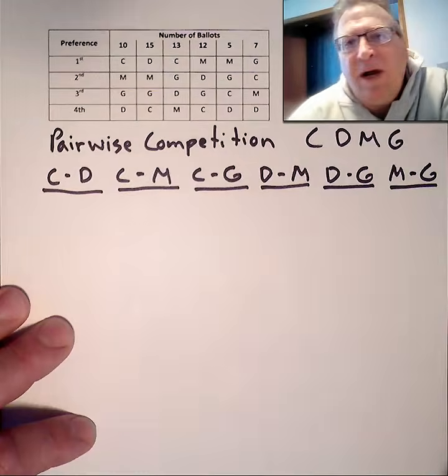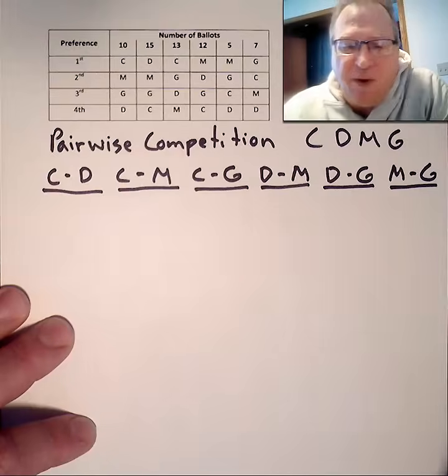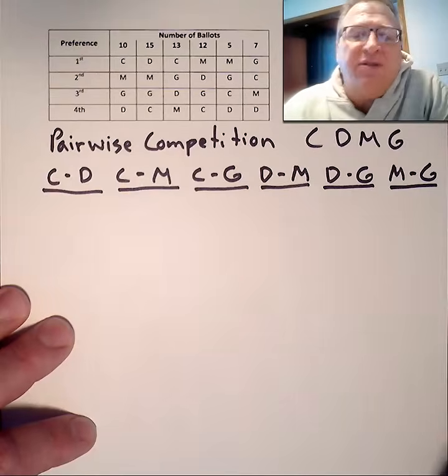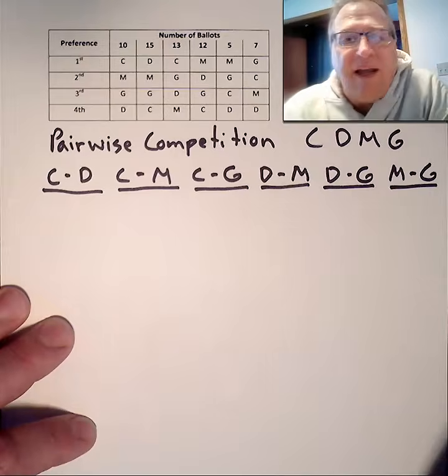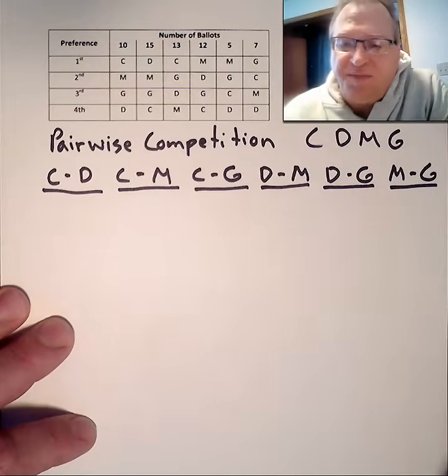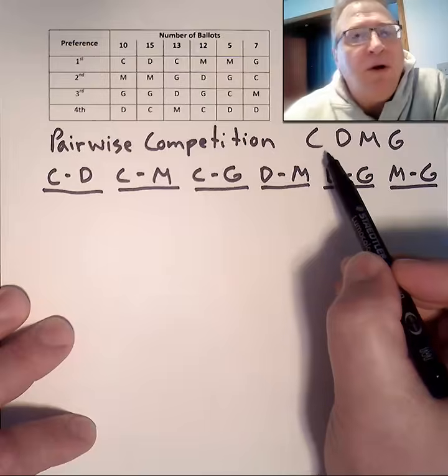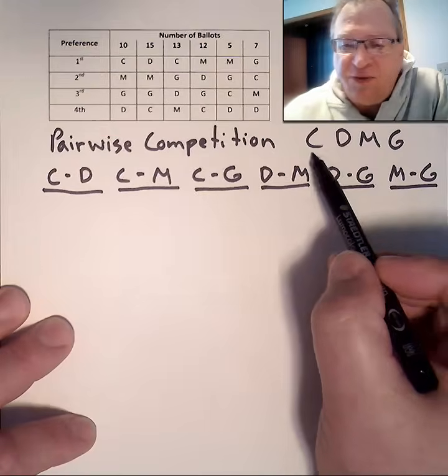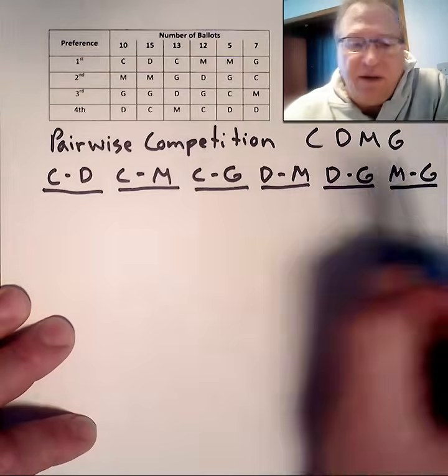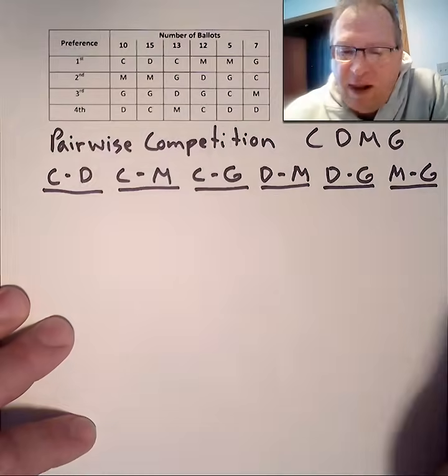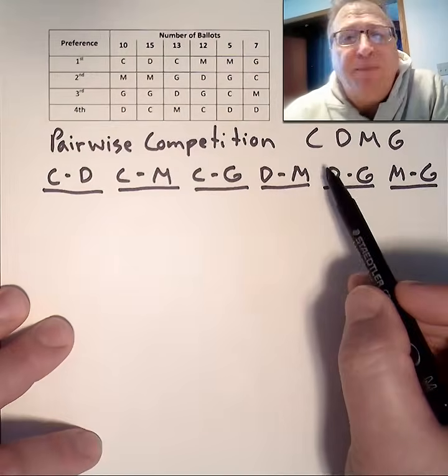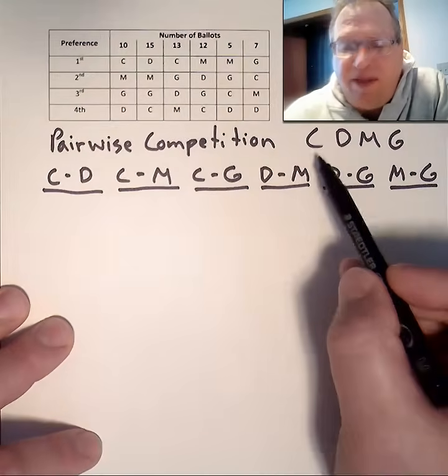In the pairwise comparison voting method, we look at each pair of candidates and see who would win in a head-to-head competition. So we have 4 candidates or issues, C, D, M, and G. We have our table of results, and we need to look at all the different pairs. So you have to be methodical when you do this.